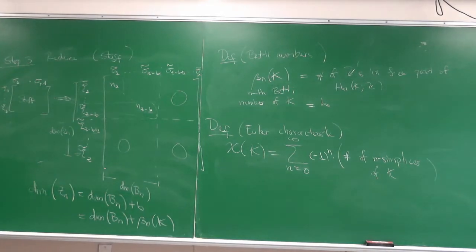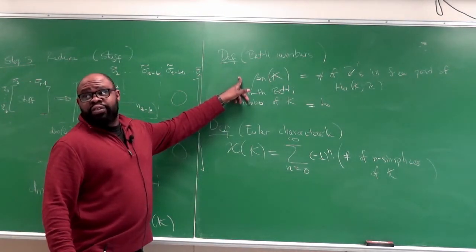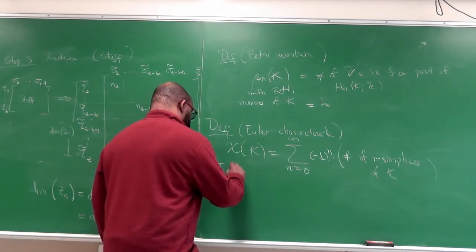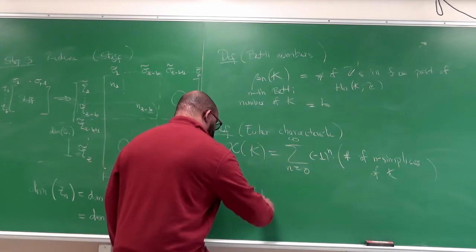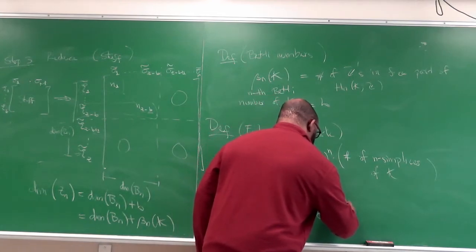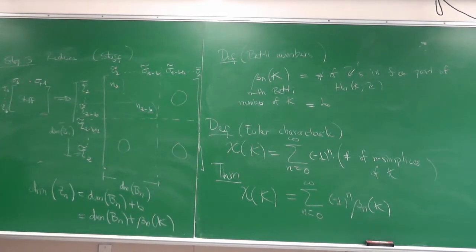Okay, cool. Now I'm going to relate the Euler characteristic to the Betti numbers. We also saw that the first day. So here's the theorem. Another way to compute the Euler characteristic is to take the alternating sum of the Betti numbers. And hopefully we can see it here.